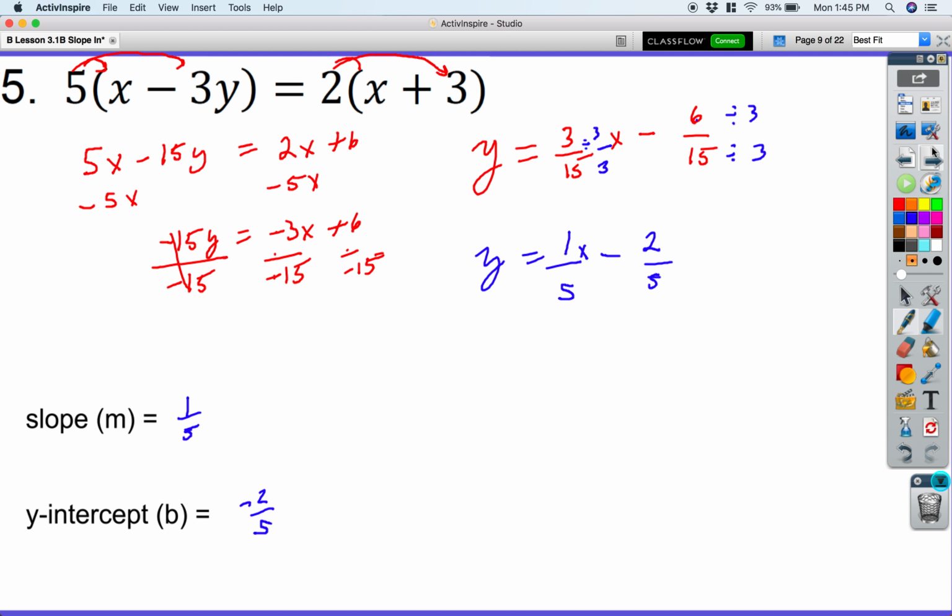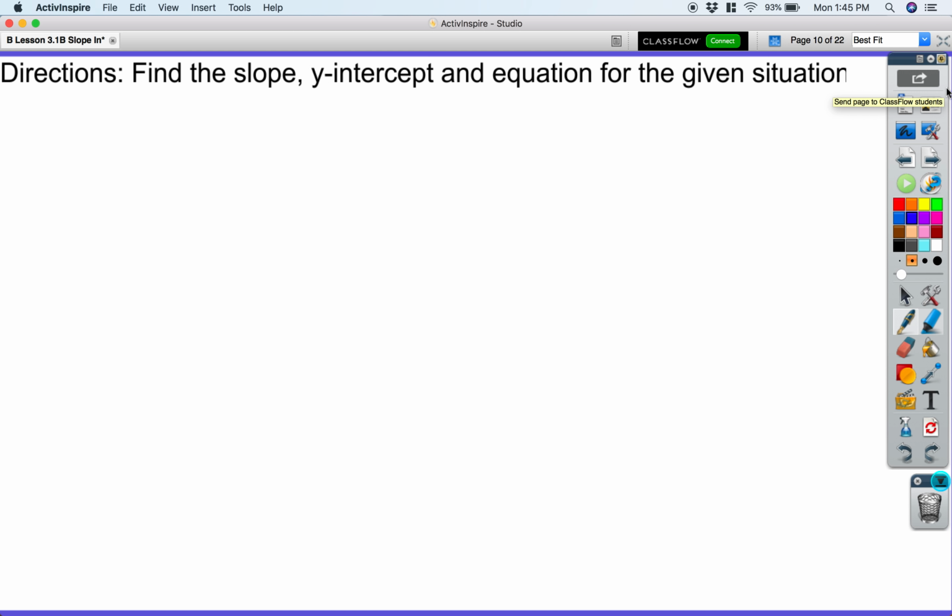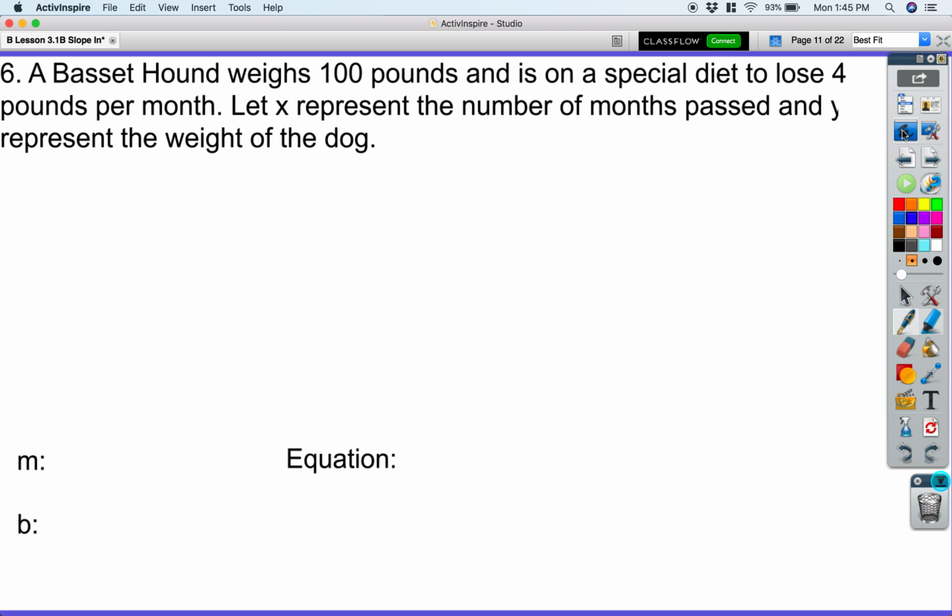All right, so let's go ahead and look at the next part. It says find the slope and y-intercept of the equation of a given situation. So looking at this now, I'm going to have a word problem, and I need to figure out what my slope is and what my starting value is, and based off that, what is my equation. So it says a Basset Hound, which is a type of dog, weighs 100 pounds. It starts off weighing 100 pounds. It is on a special diet to lose 4 pounds per month. Oops. So it's going to lose 4 pounds per month.